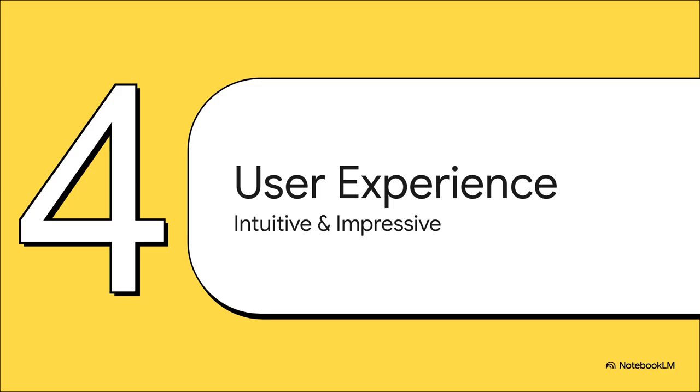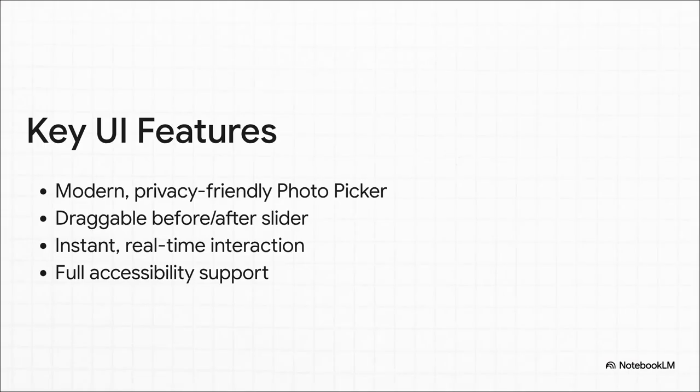Okay, so our engine is stable and performant. Now let's focus on what the user actually sees and interacts with. This section is all about building an intuitive and really satisfying user experience. This blueprint uses modern UI components right out of the gate. For picking photos, it uses PHPickerViewController, which is Apple's newest, privacy-first way to let users select photos without giving the app access to their entire library. And of course, it's got that slick, draggable before and after slider for instant comparisons.